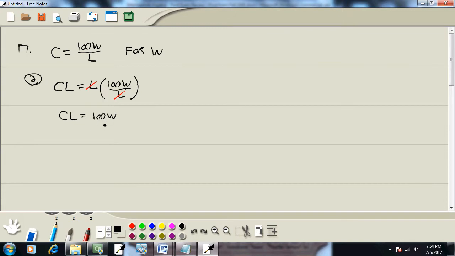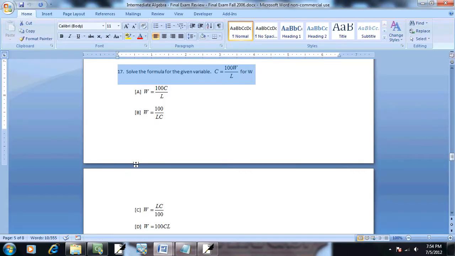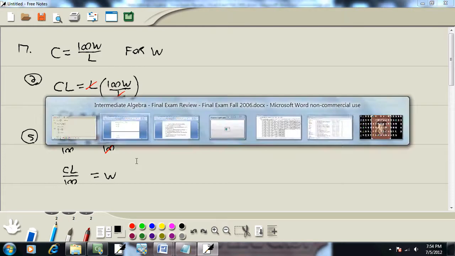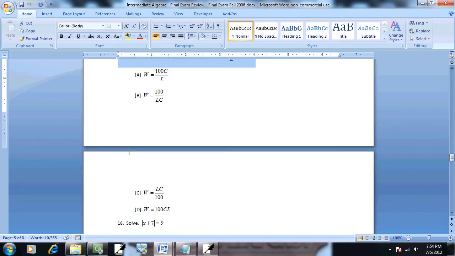Last step, divide both sides by what is in front of or behind the variable we're solving for. We're solving for W, there's 100 in front of it, so we'll divide both sides by 100. This is step 5, I guess. These hundreds will cancel. And we got W is equal to CL over 100.